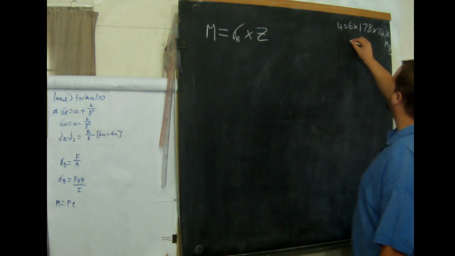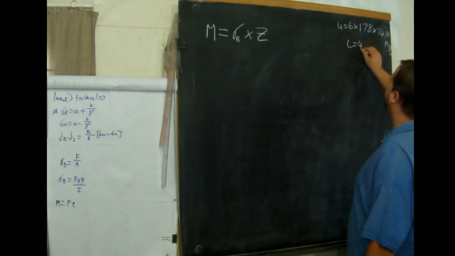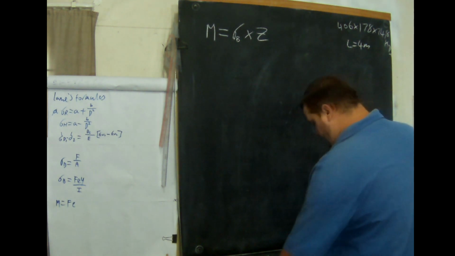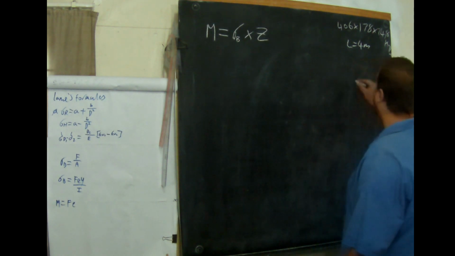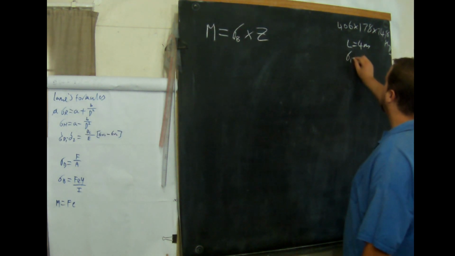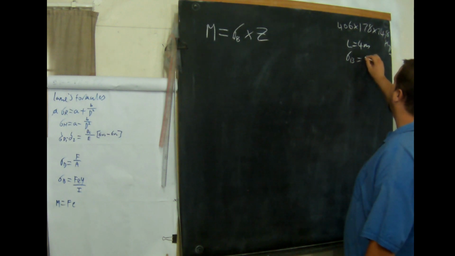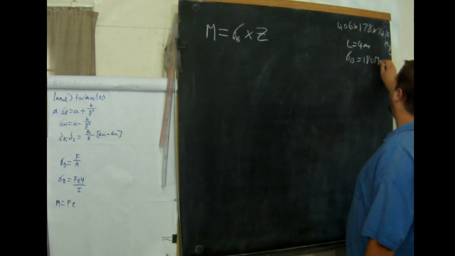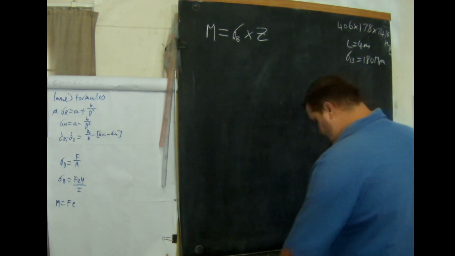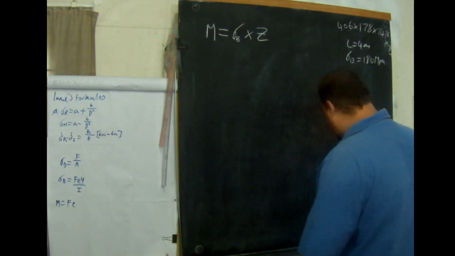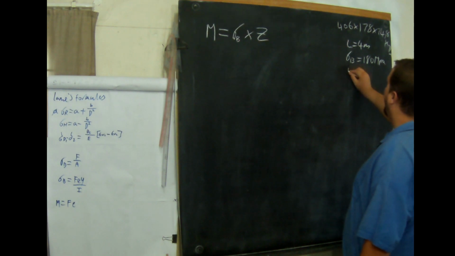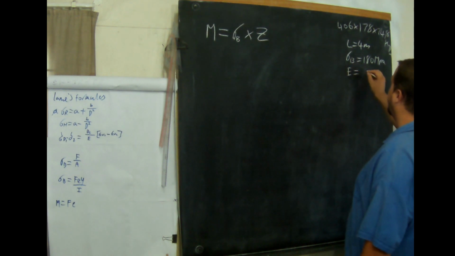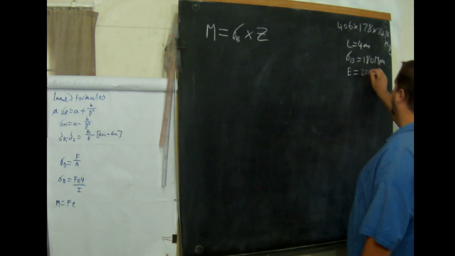Our length is 4 meters, and our bending stress is 180 megapascals. Our Young's modulus, our E, Young's modulus is always denoted as E, is 200 times 10 to the 9.